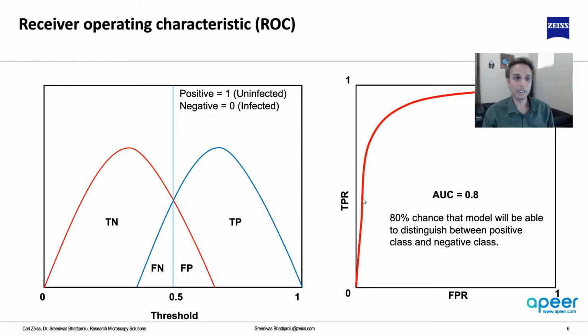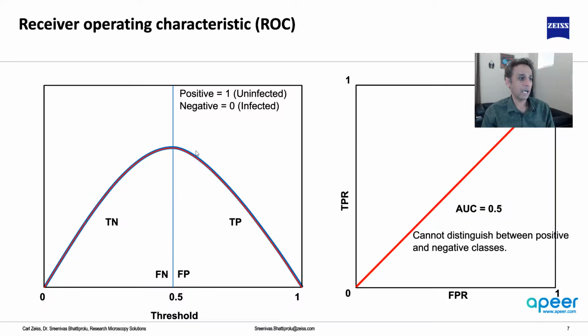Now I have to pick a threshold that gives me the best separation between the false positive and true positive. In this case, the threshold is at 0.5, which is probably somewhere around here. Okay, again, I'll show you another graph which may make a bit more sense in a second. Here, it doesn't matter what threshold you pick. It's not going to give you any better than a 50-50 chance.